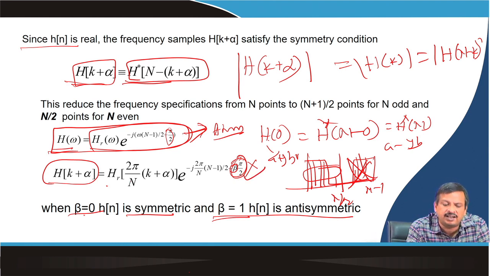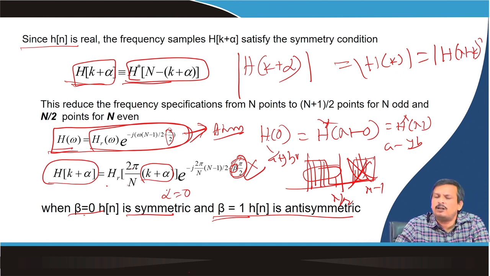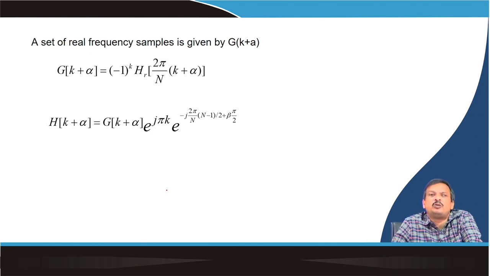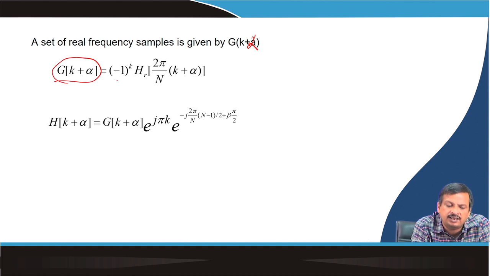And H_R(omega) is nothing but sampled at 2 pi by N into k plus alpha. So alpha equal to 0 means type 1, and alpha equal to half means type 2. If I derive that equation, let us say the real frequency sample is given by G(k plus alpha). So I can say G(k plus alpha) is equal to (minus 1) to the power k into H_R.